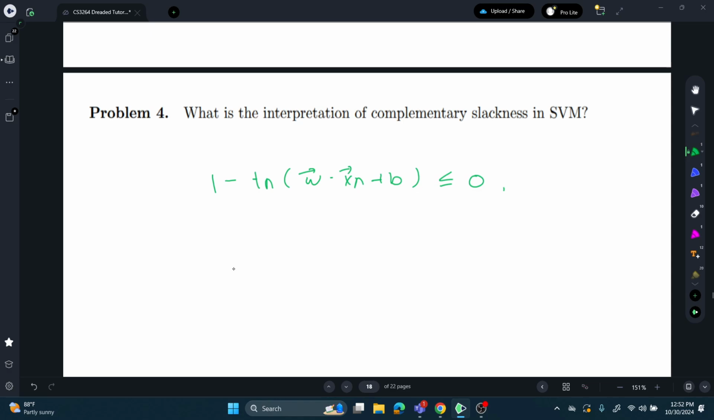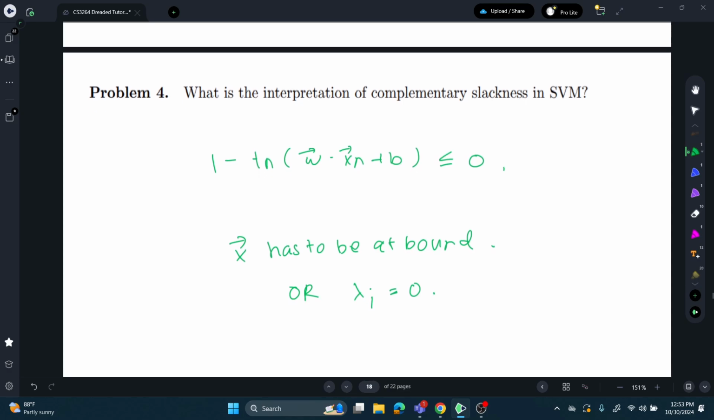Which is saying that either my x has to be at the boundary, or the Lagrange multiplier associated with that constraint will be 0. What it's telling me is that for any positive or negative point outside the boundary, the Lagrange multiplier associated with it will be 0. The only time that this will be non-zero is when the point is at the boundary, for the hard margin SVM. Then you have a Lagrange multiplier that can be non-zero.